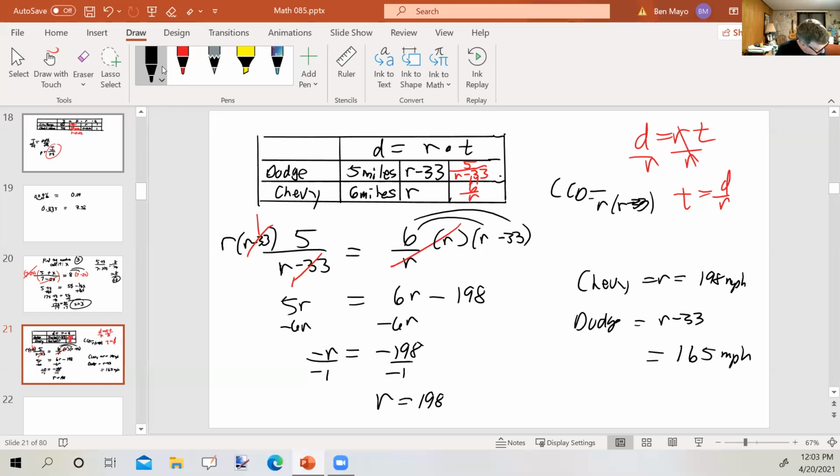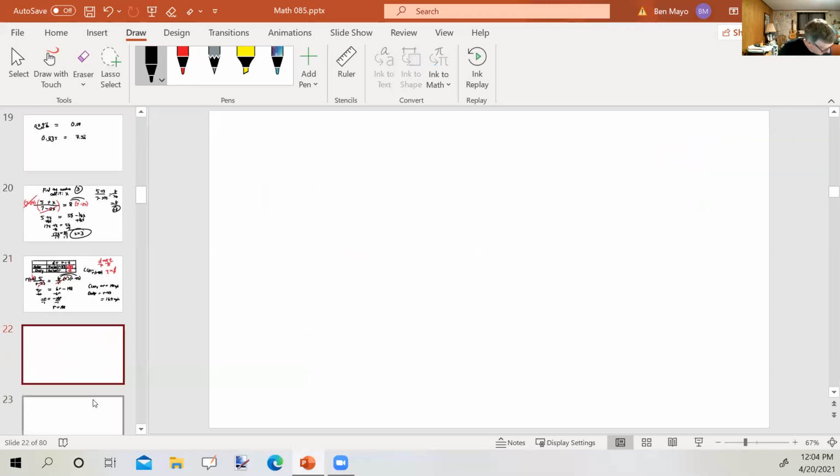Let's go on to another problem. It says boating. A boat that travels 18 miles per hour in still water can travel 22 miles downstream in the same time as it takes to travel 14 miles upstream. Find the speed of the current in the river. Okay, so we've got miles per hour, that's rate. We've got miles, that's distance, and we've got time. So this is another distance equals rate times time problem. Okay.